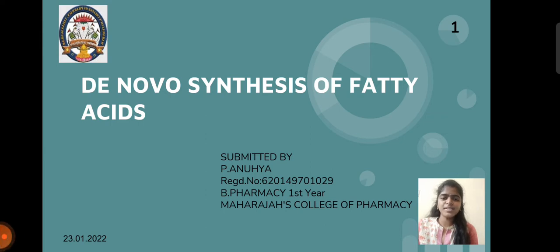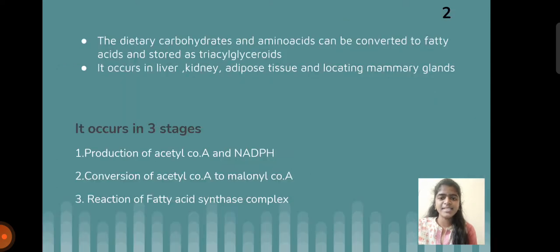Today I am going to discuss the topic de novo synthesis of fatty acid. Let's now go into the topic. Here the dietary carbohydrates and amino acids can be converted to fatty acids and also stored as triacylglycerides. It usually occurs in the liver, kidney, adipose tissue and lactating mammary glands. It occurs in three stages. The first stage is production of acetyl-CoA and NADPH. The second is conversion of acetyl-CoA to malonyl-CoA. The third is the reaction of fatty acid synthase.